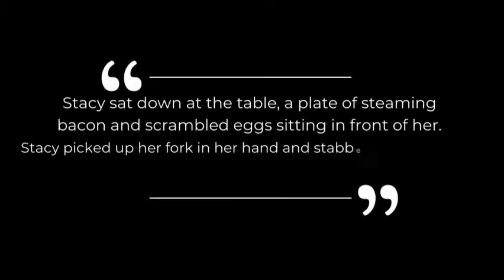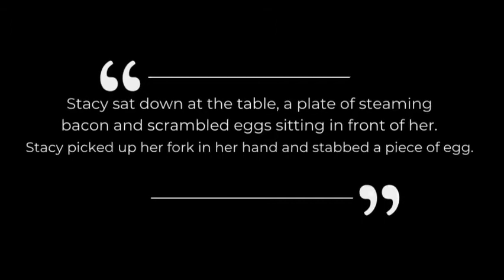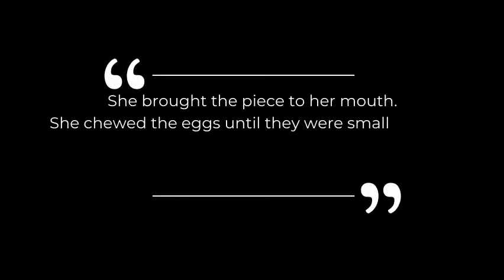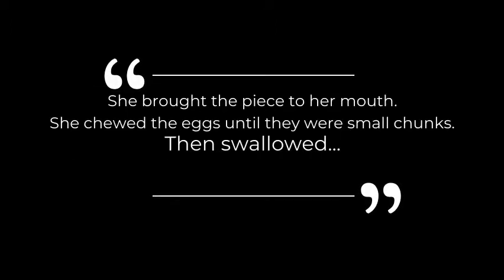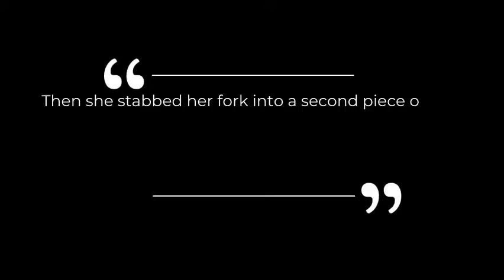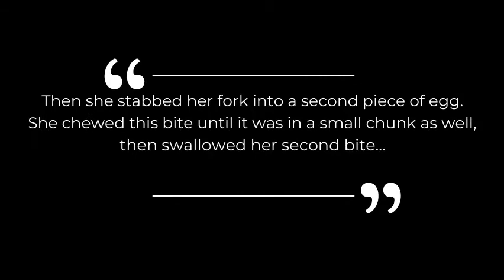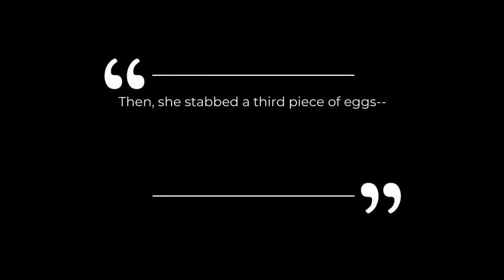Stacy sat down at the table, a plate of steaming bacon and scrambled eggs sitting in front of her. Stacy picked up her fork in her hand and stabbed a piece of egg. She brought the piece to her mouth. She chewed the eggs until they were small chunks, then swallowed. Then she stabbed her fork into a second piece of egg. She chewed this bite until it was in a small chunk as well, then swallowed her second bite. Then she stabbed her third piece of eggs.